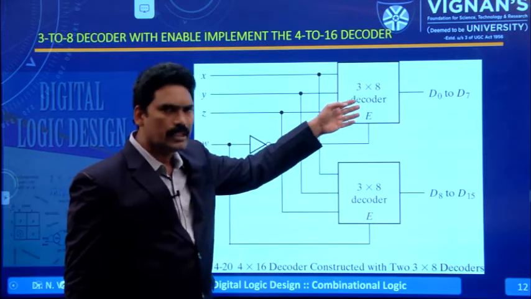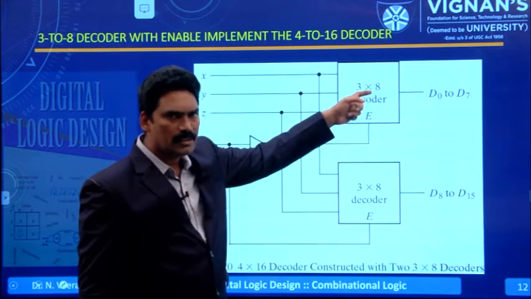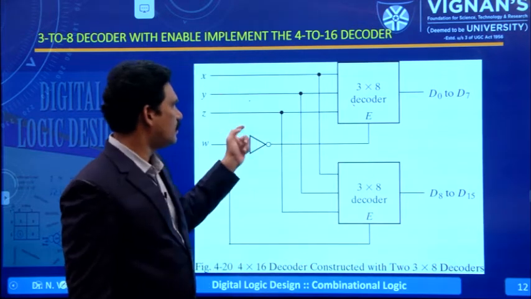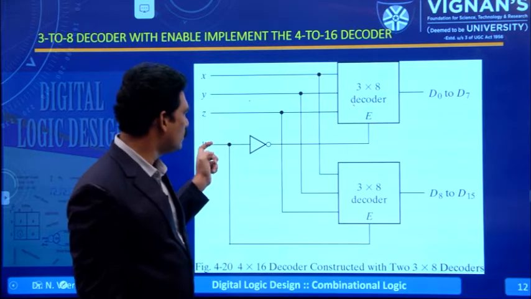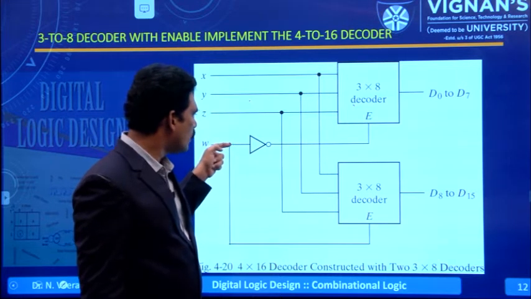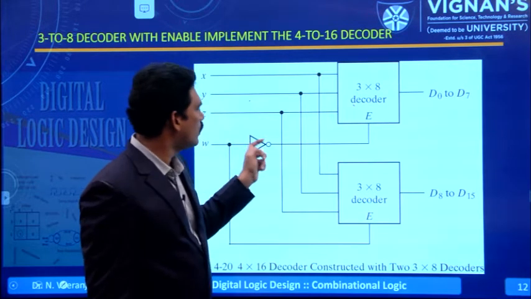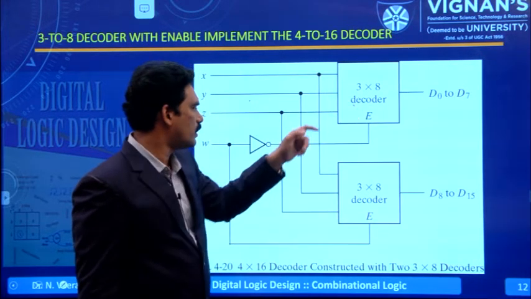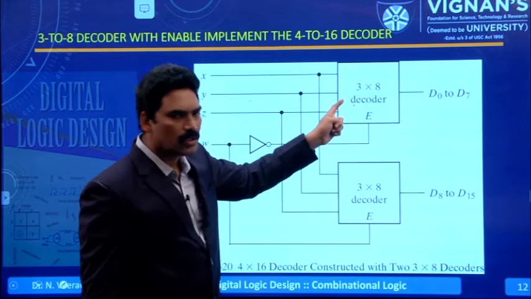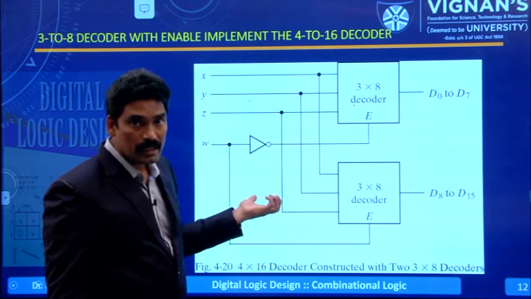This is one 3 to 8 line decoder and this is another one. How many inputs will be there for a 3 to 8 line decoder? 3 inputs x, y, z, and for this also 3 inputs x, y, z. The other input is w. This is the enable input. If this is 1, this decoder is inactive, and this decoder is in enabled state. If the value of w is 0, this first decoder is in enabled state and the second decoder is in disabled state. So, how many inputs are there?